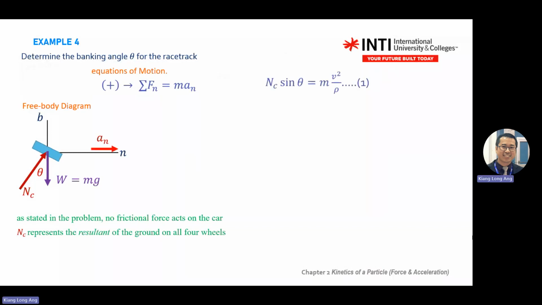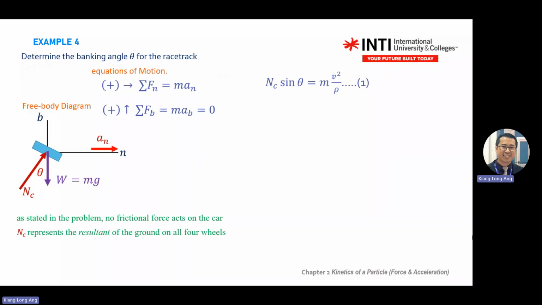NC sine theta equals m an, and remember, m remains the same. In the previous chapter, there's an equation for an. an equal to v squared over rho. And there's an equation to calculate the rho. In this case, the rho is given. Is it given? If not given, then you need to derive. Okay. So you put in the equation.